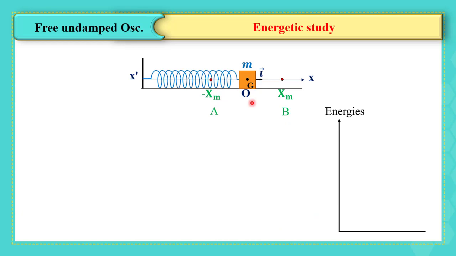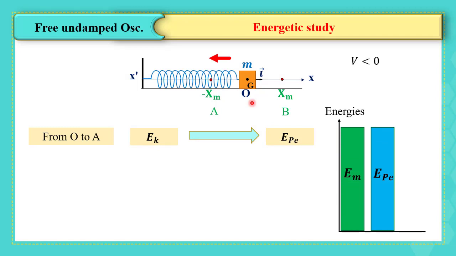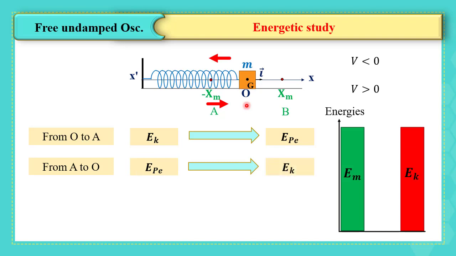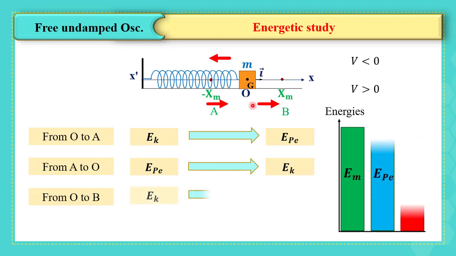Let's interpret this exchange. From the equilibrium position O to position A, the motion starts with kinetic energy. As the object moves to the left, the kinetic energy decreases and it is converted to the elastic potential energy by the spring. The velocity becomes zero when the kinetic energy is completely converted. When the spring returns back, the elastic potential energy is converted to the kinetic energy, becoming entirely kinetic energy at the equilibrium. It is then converted back into elastic potential energy by the spring when reaching point B.